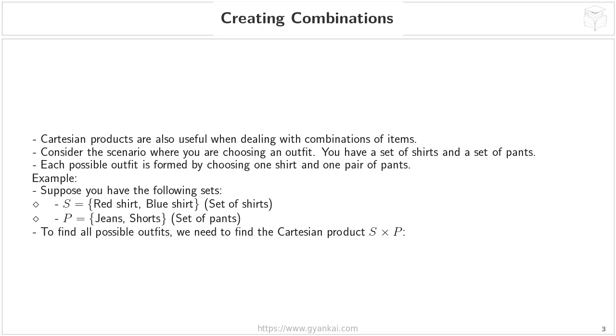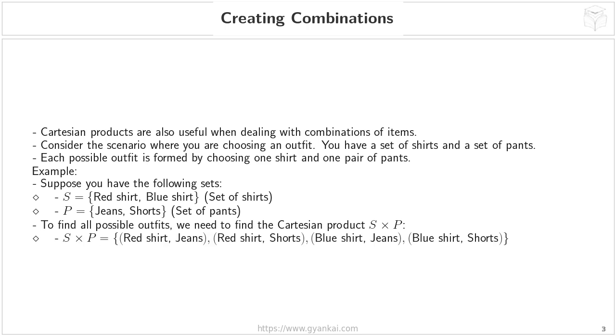Each of these ordered pairs represents a unique outfit. For example, the ordered pair (red shirt, jeans) simply means the outfit consisting of a red shirt and jeans. Let's look at another example to make sure you've got it.